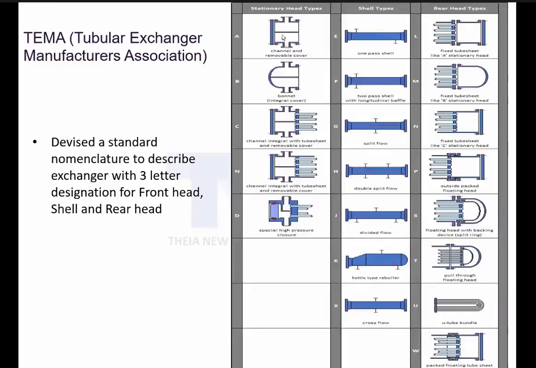Doesn't mean that A type will not work. A type will definitely work, but A type is costly. Remember, A type is costly. Why? Because you have an additional flange. I'm a little bit worried, because if I start telling more, you will start getting confused. So I want to tell you in the easiest way. A type is costlier than B because A type has a flange. B type you don't have a flange, so B type is very cheap.